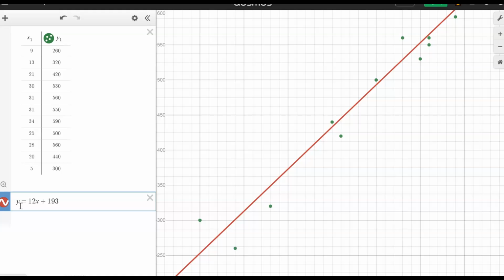That's the best fit line. Those numbers have been rounded a little bit, but it's very close to the best fit line. And you can see that it goes right through the middle of our data. We can use this best fit line to make some predictions.